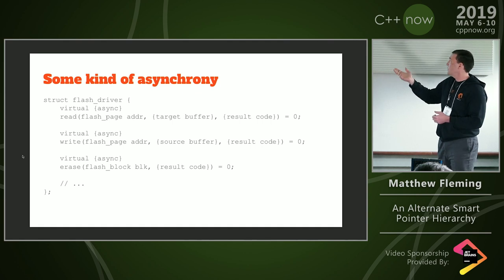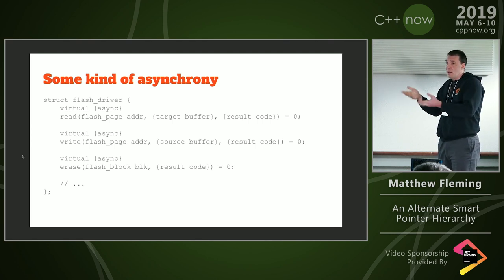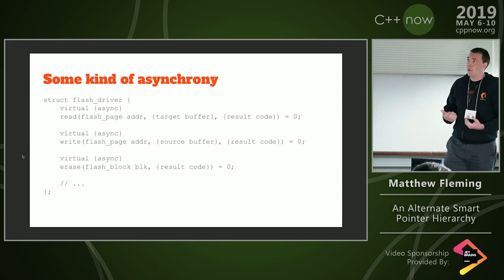And I have some virtual function called read, and I have a flash, some kind of page that I'm going to read from. I'm going to read into a target buffer, and I need to fill in a result code. And similarly, I can write the page, I can erase a block, and I'm going to have some other operations on flash.